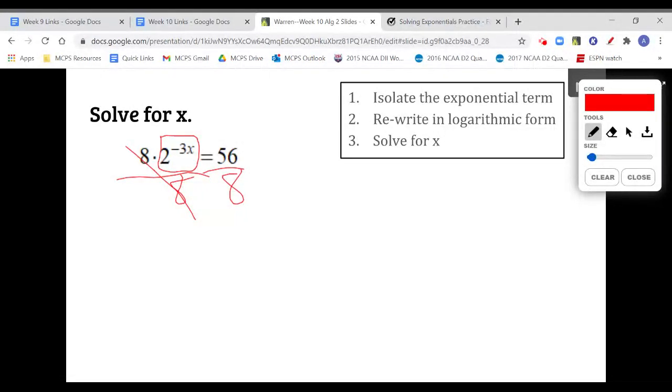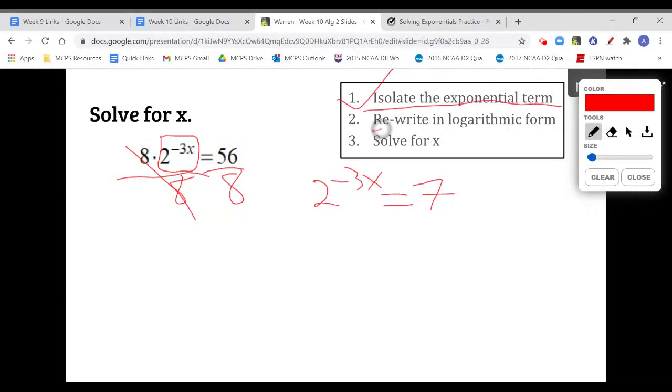Hopefully you paused it there and solved it out. Anyways, so I divided both sides by 8 in order to isolate the exponential term. That leaves me with 2 to the negative 3x is equal to 7. Anyways, so now I have isolated the exponential term. I'm done with step 1.